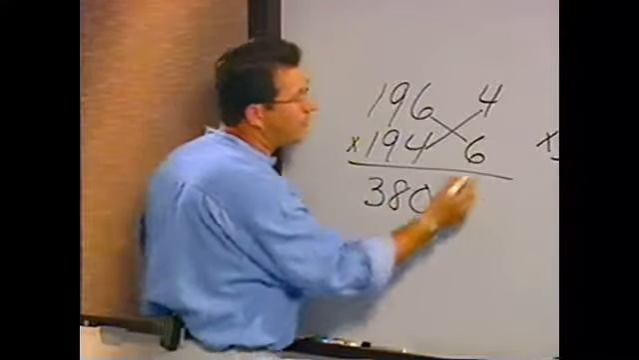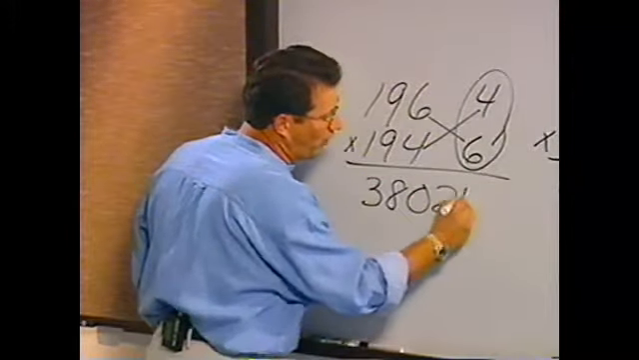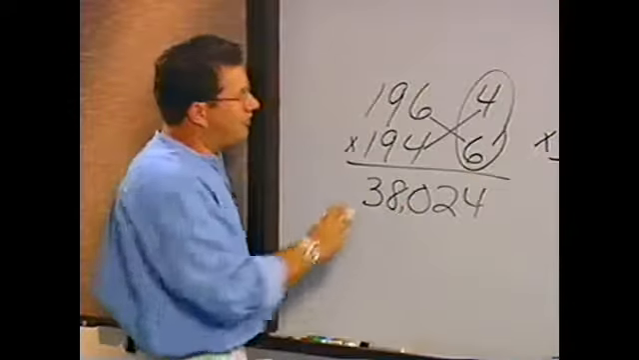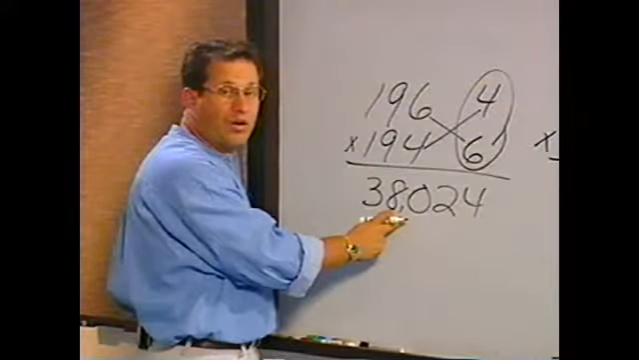And that's the first part of the answer to this equation. Now, to get the last part, simply multiply the numbers on the right. What's 6 times 4? 24. And if you check your math, you'll see that 196 times 194 is 38,024.